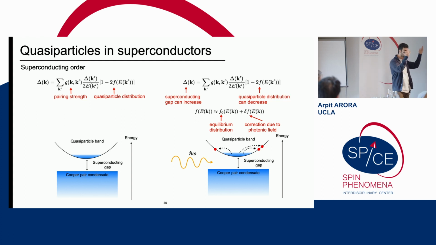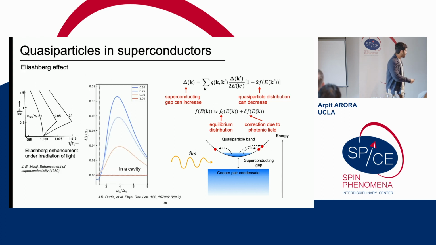So if we remove quasi-particles from the band edge, it becomes cooler, and the superconducting gap goes higher. This has been known for a long time now, and goes by the name of Eliashberg enhancement of superconducting order by shining light. There has been a renewed interest in this phenomenon due to the improvement in experimental techniques, and there have been a lot of experiments on these multi-band superconductors. The material people are focusing on right now is MgB2. And recently it was also shown how this effect would unfold inside a cavity.